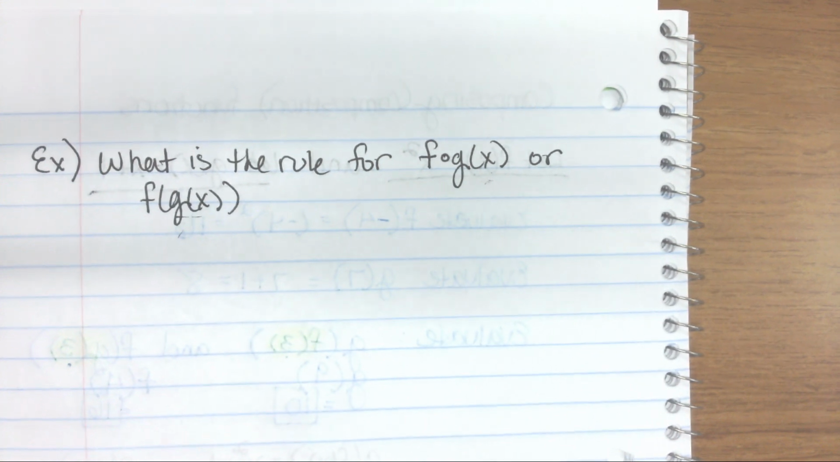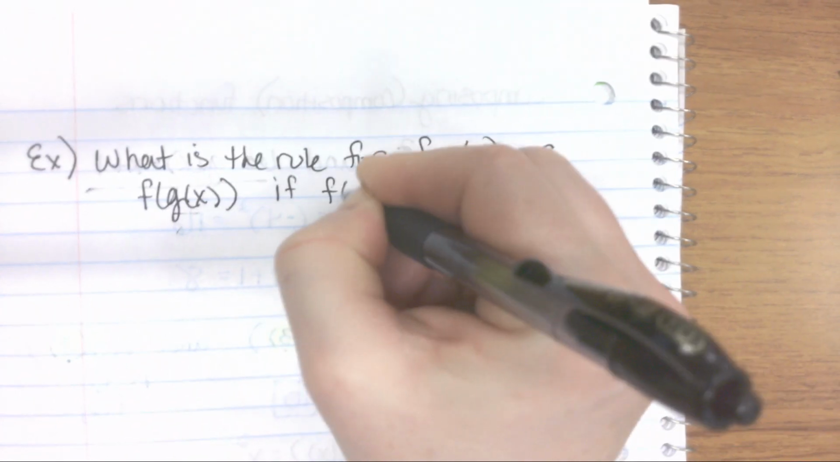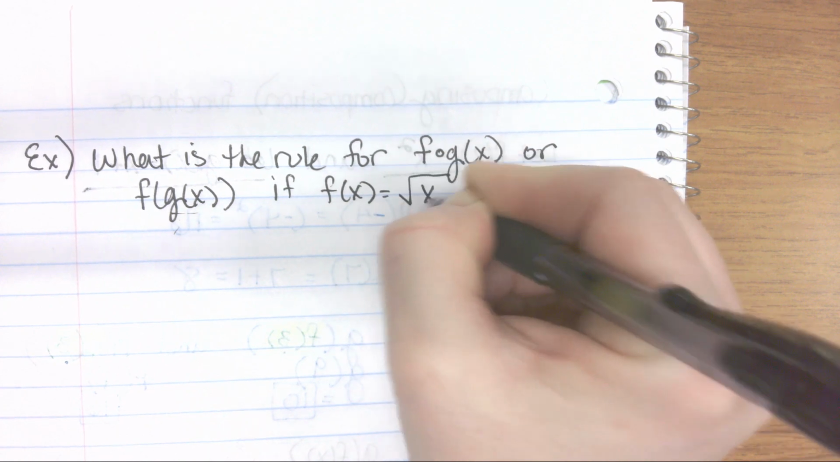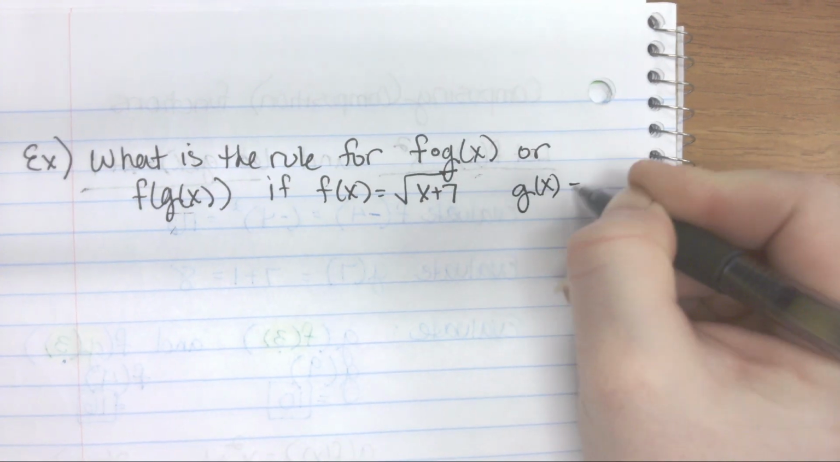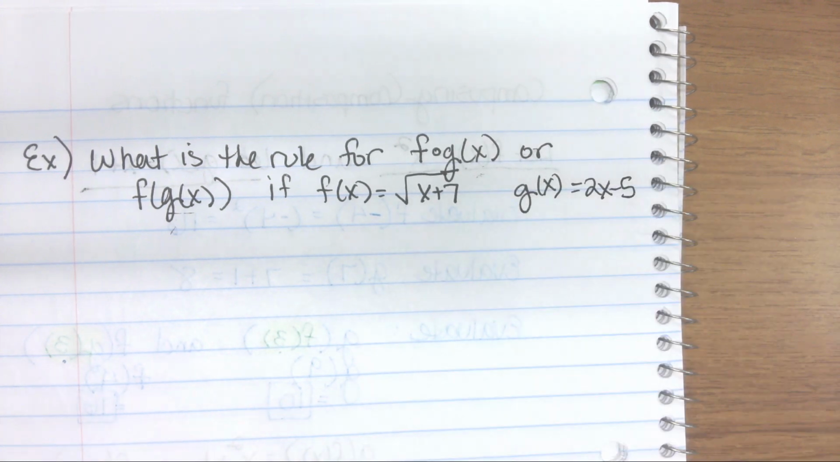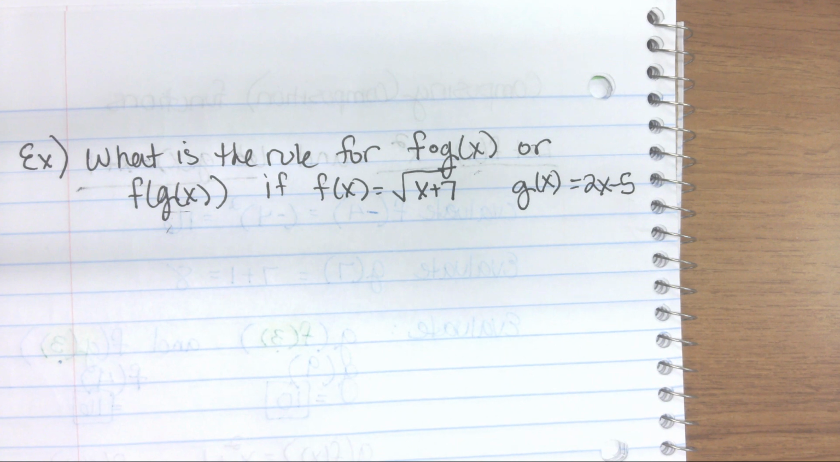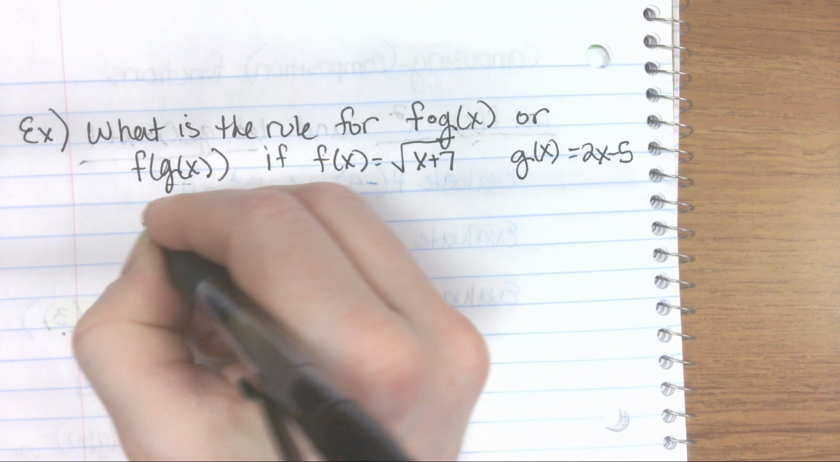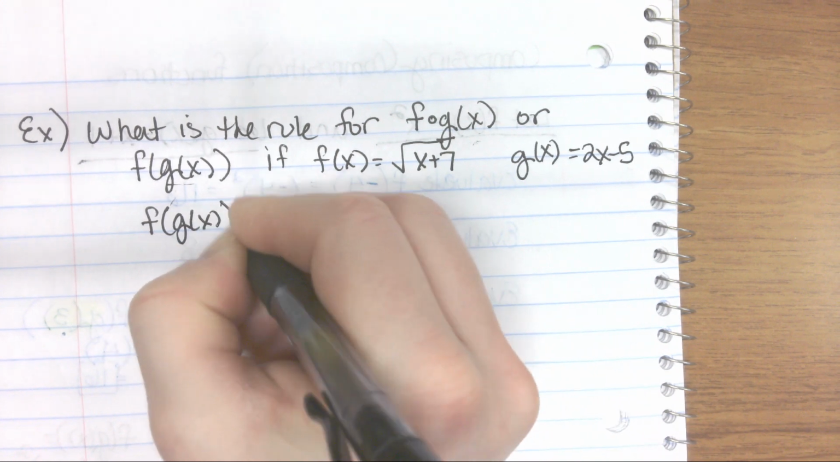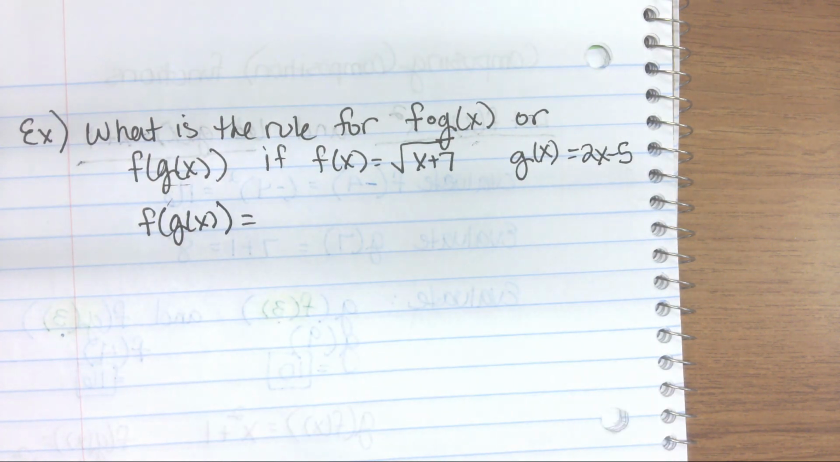And my two rules are f of x is the square root of x plus 7. So f of x is the square root of x plus 7. And g of x is 2x minus 5. Okay. So what I'm going to write is f of g of x equals, I want a new rule that does both of these things. Some people can just look at it and do it in their head. I'm going to give you kind of a strategy for doing this, okay?